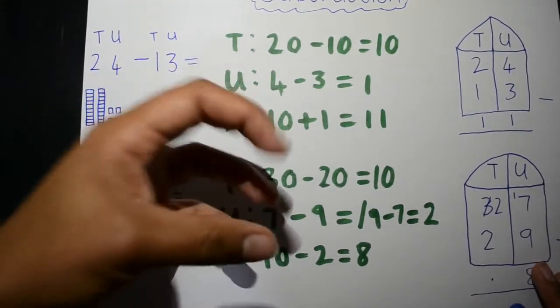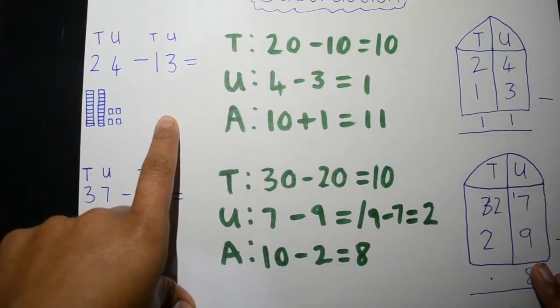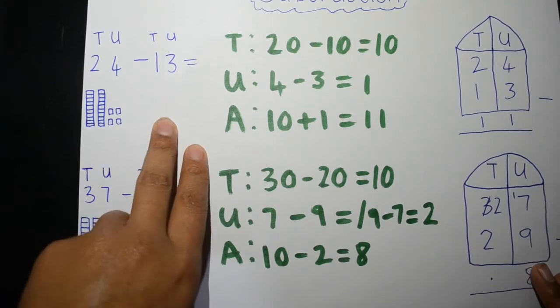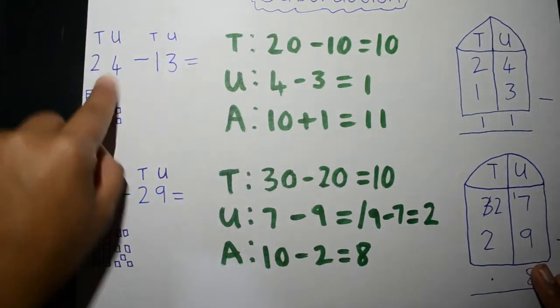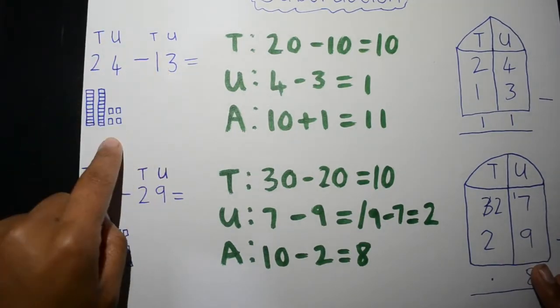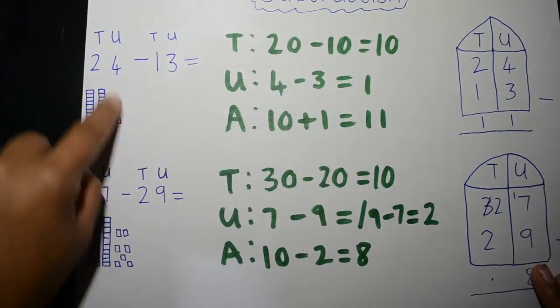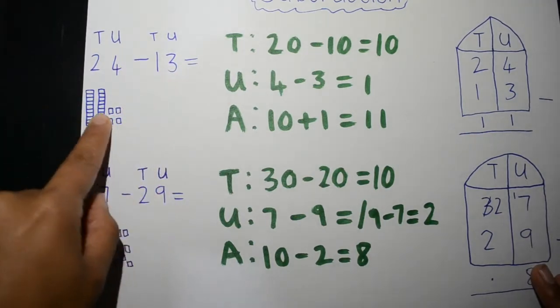Remember, subtraction means we're taking away, so I'm not going to be drawing 13 here because I'm not putting 13 more. Remember, I'm taking away, so it's saying that I have 24 sweets and I'm taking away 13. So here's my 24 block sweets, and I need to take away 13 from here.